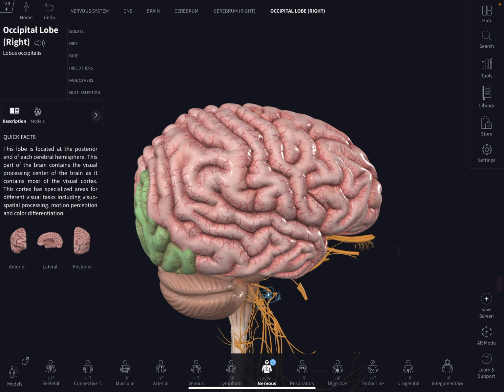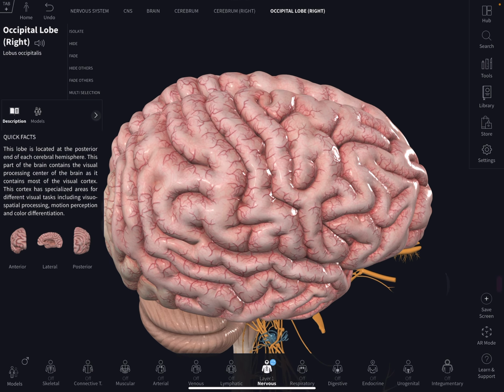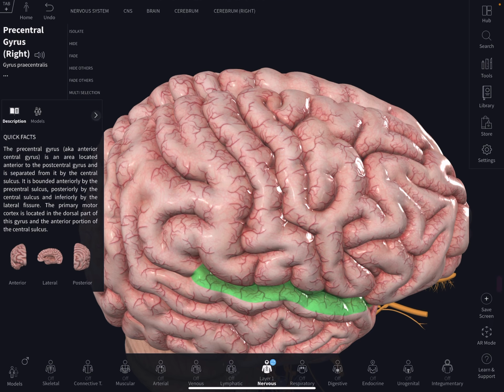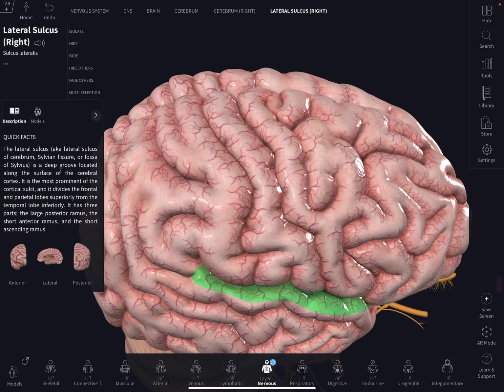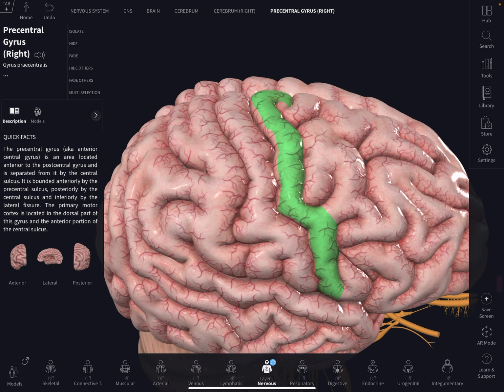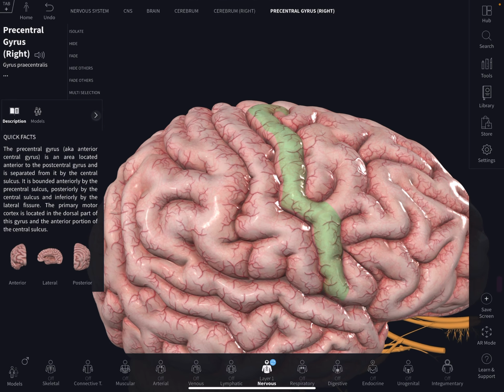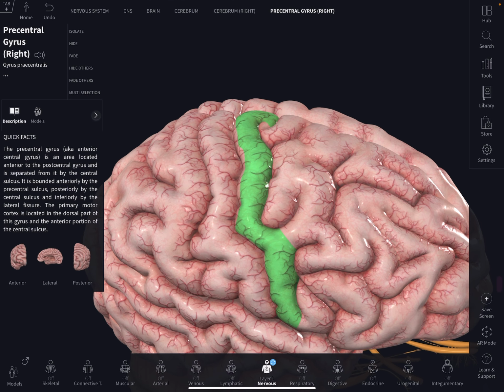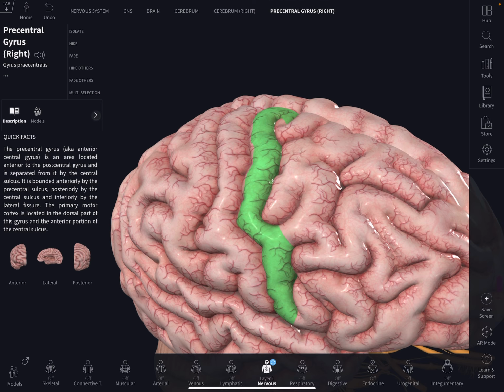Now, I want to point out a couple other fairly important structures that we have here. I'm going to zoom in, and I'm going to highlight right here the precentral gyrus. Now, why is this important? Have a look. It runs from the very top part of the brain all the way down to this structure, which is called the lateral sulcus. That's the precentral gyrus, and this is the primary motor cortex. This area highlighted in green is really the main area for generating motor activity.